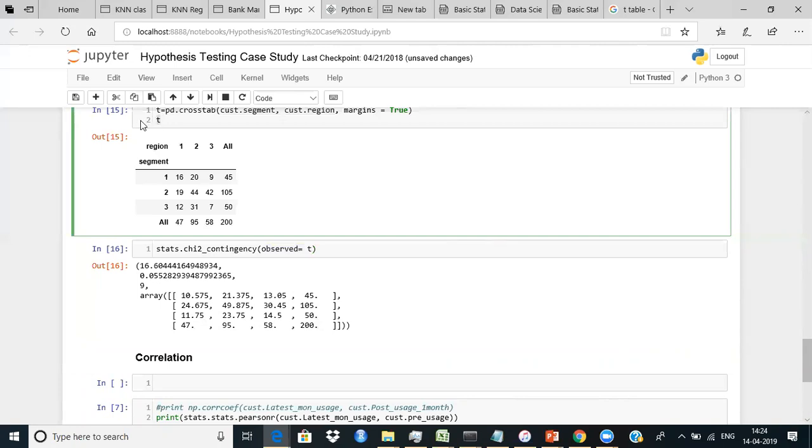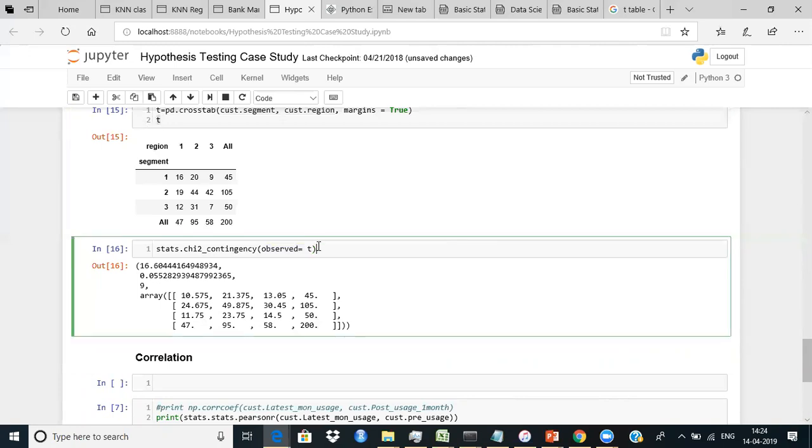Okay, sir. Got it. So I'm just passing this crosstab inside. If you run this, you get four things as output.